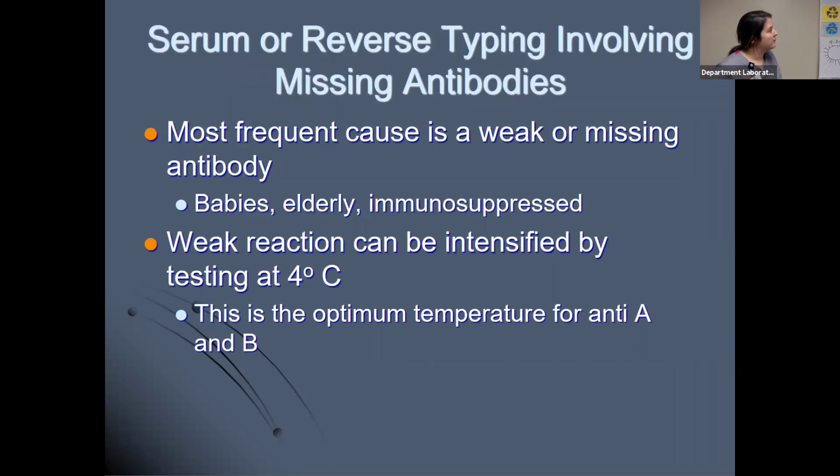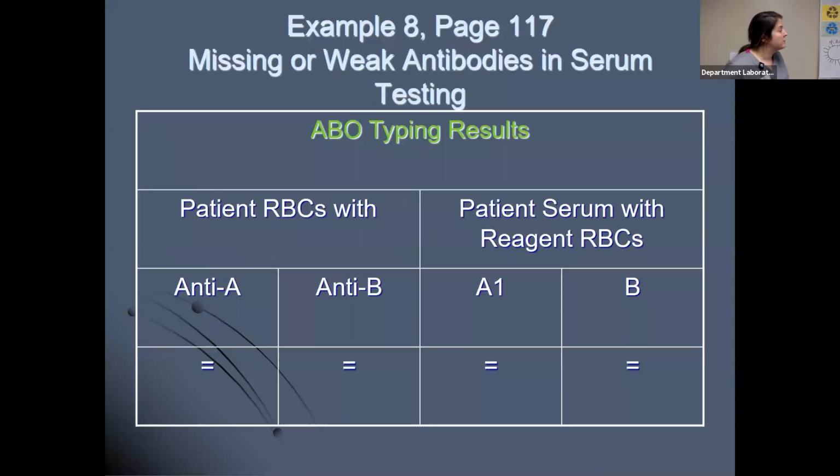For your reverse typing where you have missing antibodies, again, the most common reason for that is you're going to be dealing with an older patient where their immunoglobulin production has decreased, their antibody production has decreased. So you'll see that, and immunocompromised patients as well. So any patients on chemotherapy, they're immunocompromised, so they might have a weak or missing back type as well. So what do you do for those patients? Notice in this example, what do you think about this guy?